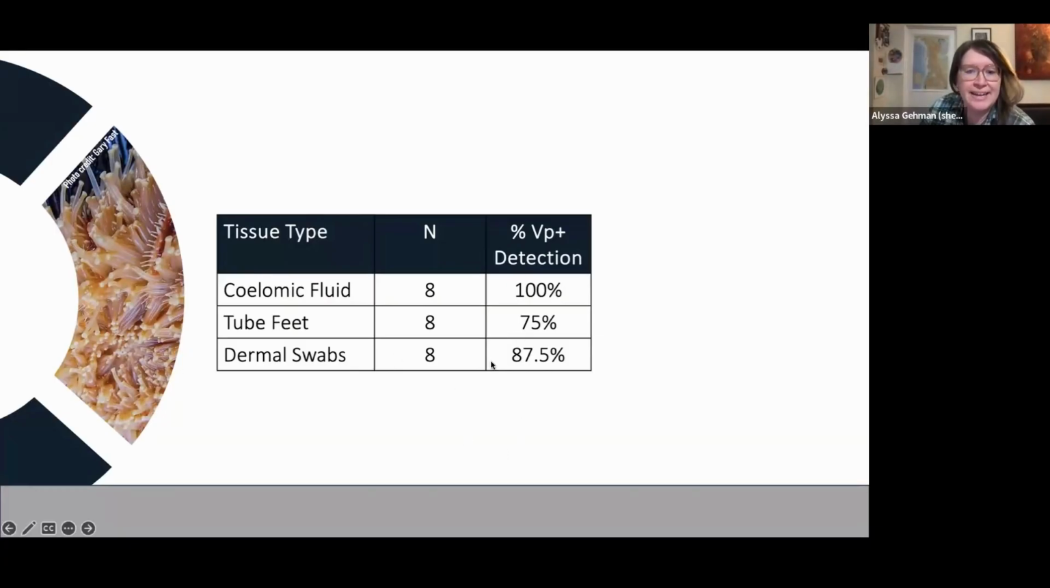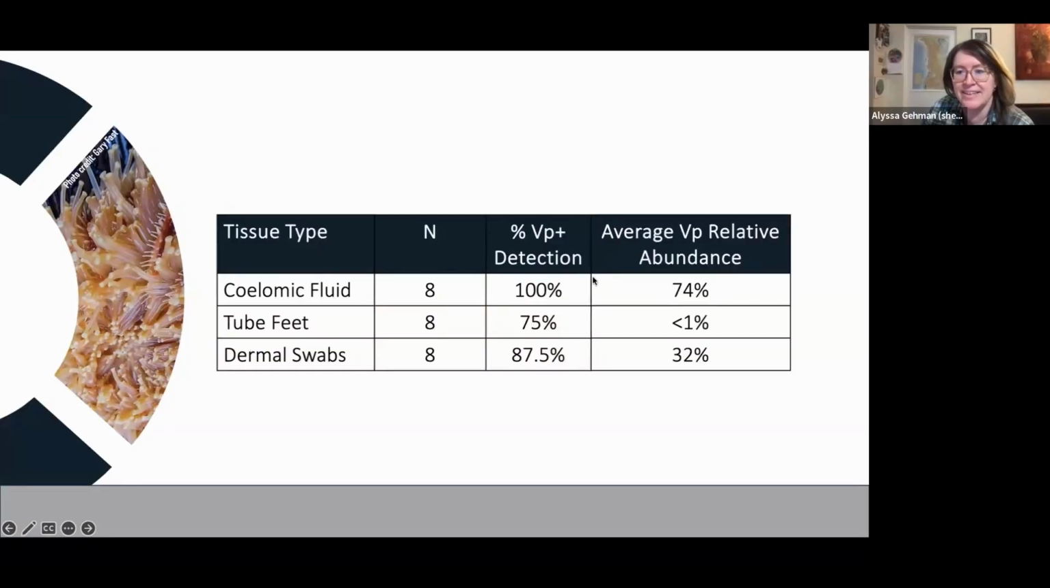And so these are data from the lab where we know that they're dying from wasting disease because we exposed them. If we look for VPEC there, if we look in the coelomic fluid, it's 100%, it's always there. Tube feet, 75% of the time. So in animals that are definitely dying from wasting disease, we don't always detect VPEC in their tube feet. And dermal swabs are higher than the tube feet, but lower than the coelomic fluid. So if you really want to be sure to be able to detect it, if it's there, you need to look in the coelomic fluid.